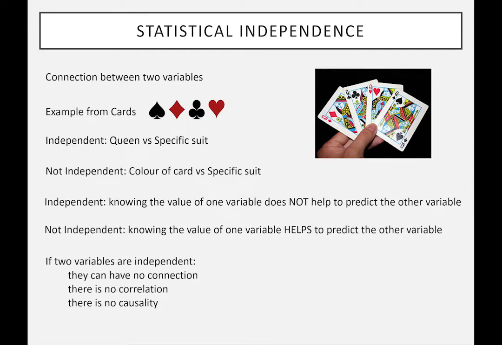So as I say, independent means knowing the value of one variable, whether it's a king, queen, or something like that, doesn't help you to predict whether it's a specific suit, but knowing the color means that you can maybe predict or alter your prediction of what the suit happens to be. If two variables are independent, then we say that they have no connection. Knowing one doesn't help you to talk about the other. That means also there's no correlation and there is no causality between them. I want to look at this concept of correlation and causality in a moment.